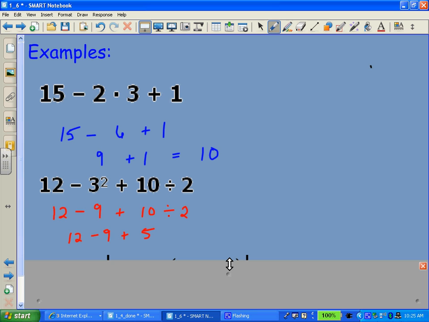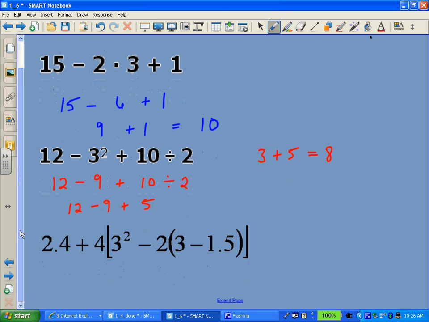And then again I have addition and subtraction. So I'm going to do the subtraction first and then the addition because I go from left to right. So 12 minus 9 is 3 plus 5, and then 3 plus 5 equals 8.